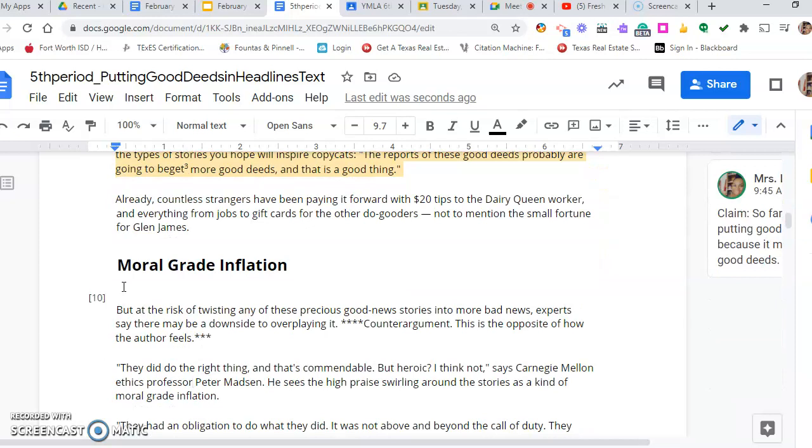But at the risk of twisting any of these precious good news stories into more bad news, experts say there may be a downside of overplaying it.